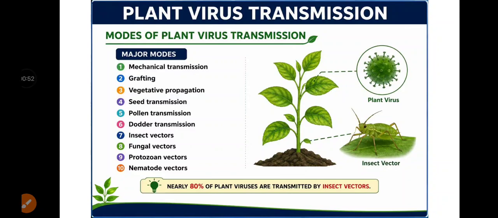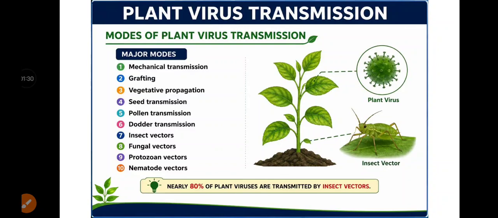So movement is mediated from one cell to another cell through plasmodesmata, and for long distance travel, the virus uses the phloem tissue. Whereas for transmission of plant virus from one plant to another plant, various modes are there. It may be mechanical, or it includes some biotic vectors, biotic agents like fungus, insect, protozoan, nematodes. So many modes are there.